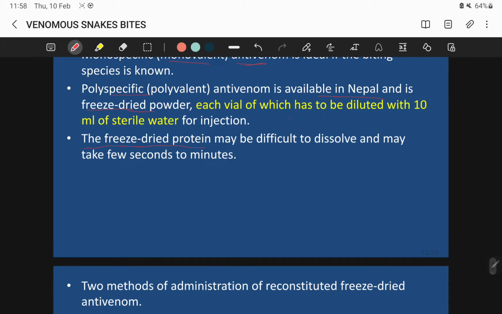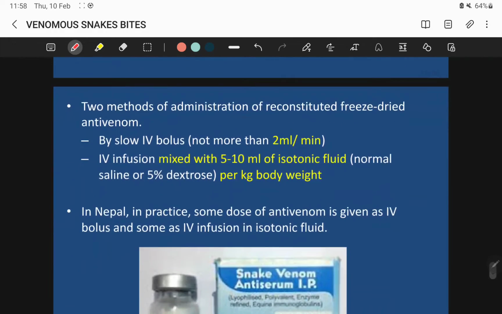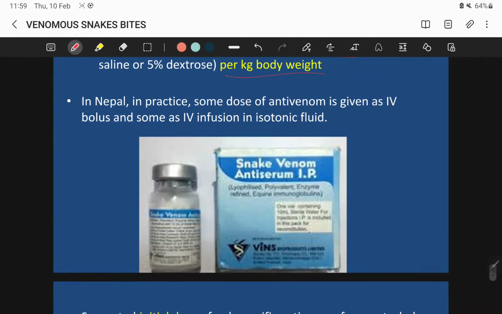The freeze dried protein powder may be difficult to dissolve and may take a few seconds to minutes. There are two methods of administration of reconstituted freeze dried antivenom. It can be given by slow IV bolus, not more than 2 ml per minute, or by IV infusion, that is 5 to 10 ml of isotonic fluid per kg body weight. That should be given in Nepal.